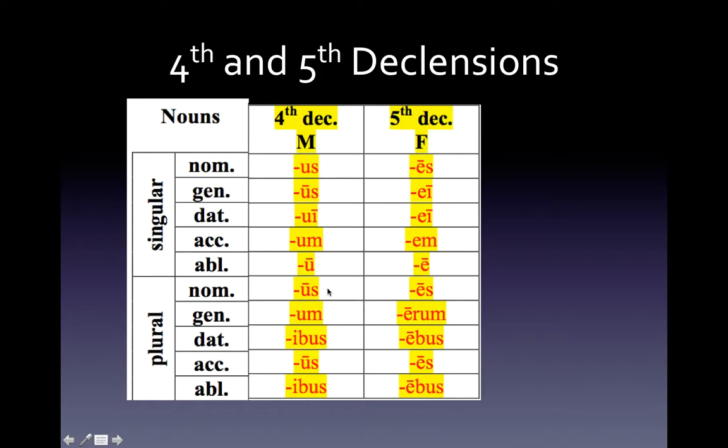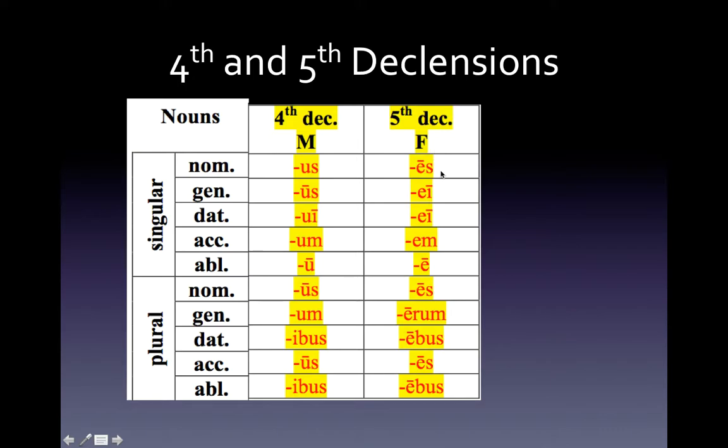Nominative plural is accented US, which is pretty annoying because it's the same as the genitive singular. Genitive is UM. Dative is ibus, and the dative and the ablative plural are both ibus, which is something we've seen in the third declension.